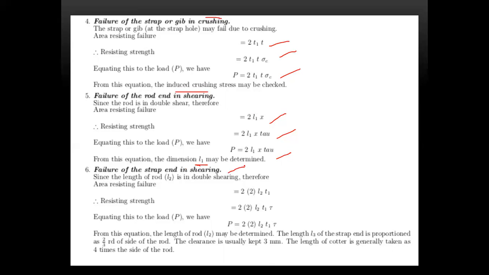Next, the strap end in shearing. That is, since there are 2 straps, 2 of 2 into L2 into T1 into tau, and P is equal to 2 of 2 into L2 into T1 into tau. So with this we can determine L2. The length of the quarter is generally kept as 4 times the side of the rod.